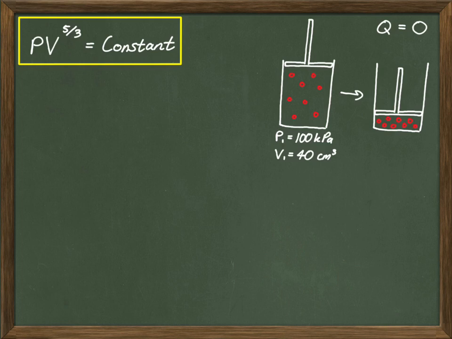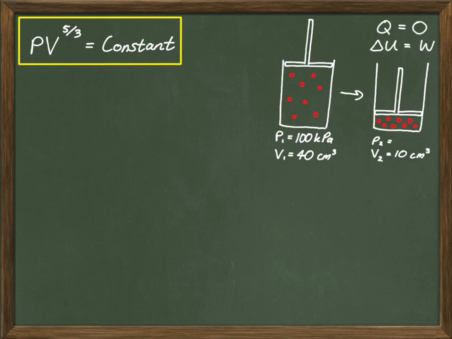So as I said, this is an adiabatic process, meaning that the heat transfer is zero, and therefore the change in internal energy in this gas will equal whatever work I do on the gas. So let's say this new volume is 10 centimeters cubed. So I essentially quartered the volume. What will my new pressure be?